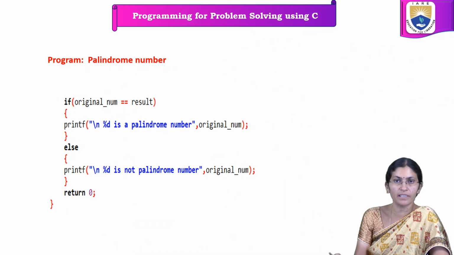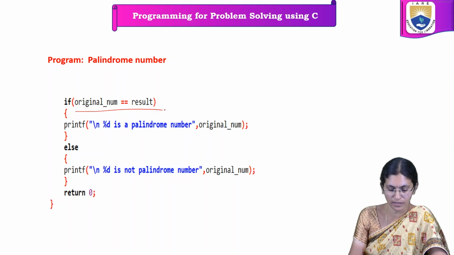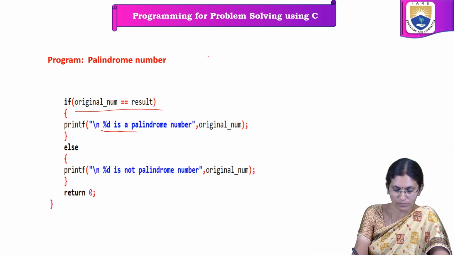So now we have to write the if condition. If the original number is equal to the result, then you have to print the given number is a palindrome number. So this will be the output.